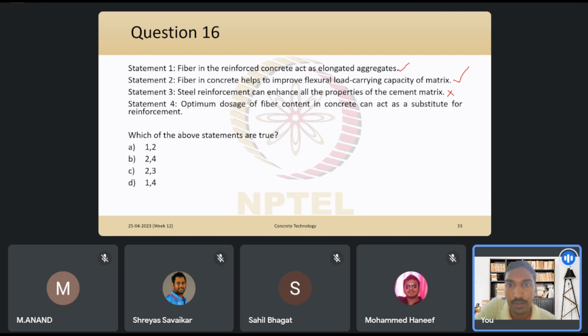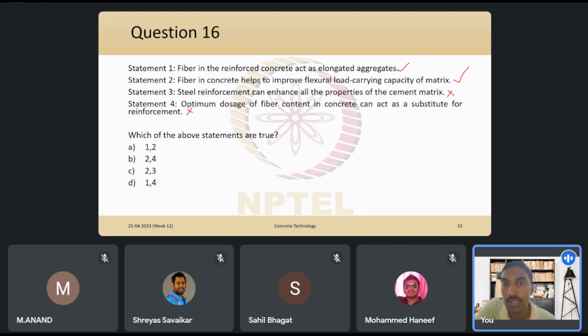Statement 4 is optimum dosage of the fiber content in concrete can act as a substitute for reinforcement. So this is also incorrect, because having a fiber content, it will improve your load carrying capacity under flexure, right? Flexural load carrying capacity, but not for your tensile load. Right, so under tension, it cannot improve your tensile load carrying capacity. So that's why we need steel reinforcements, right? So it cannot be a replacement for your steel reinforcement.